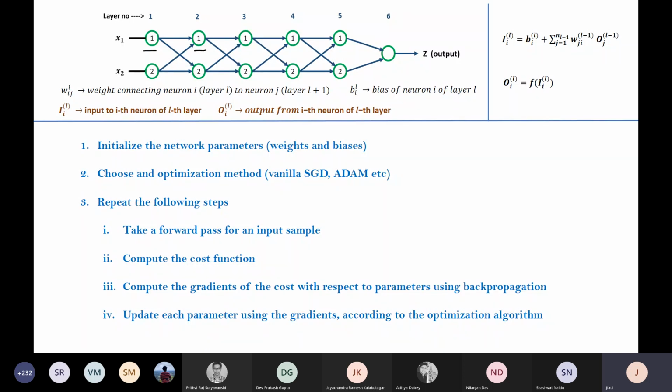Now, if you look at this carefully, we already know how to take the forward pass, how to compute the cost function, and how to do the backpropagation and then find these parameter values, and so on and so forth.